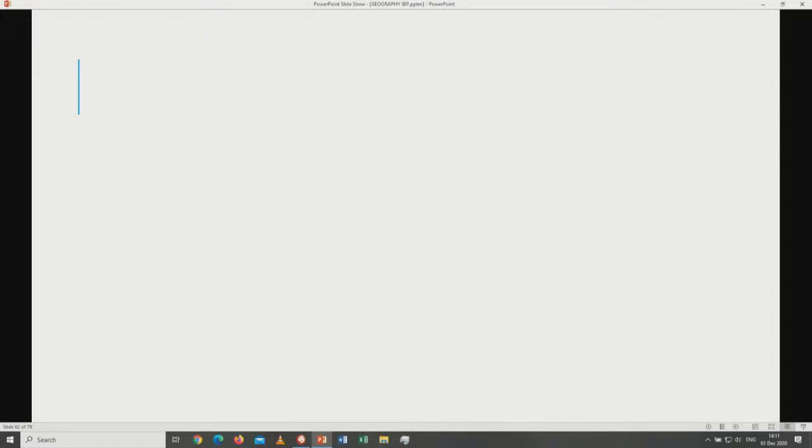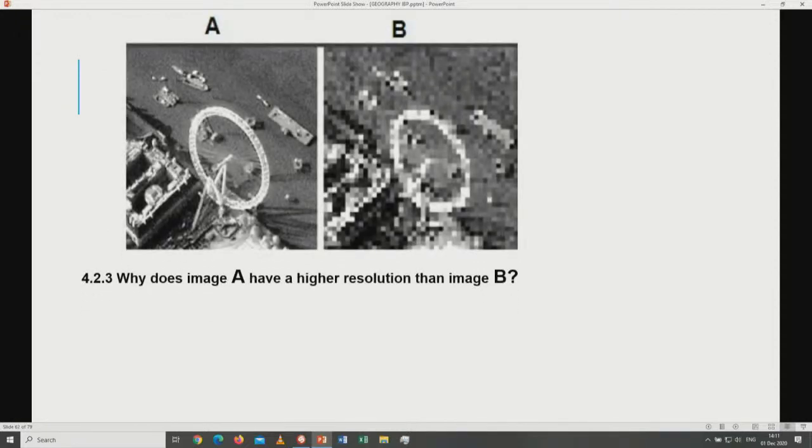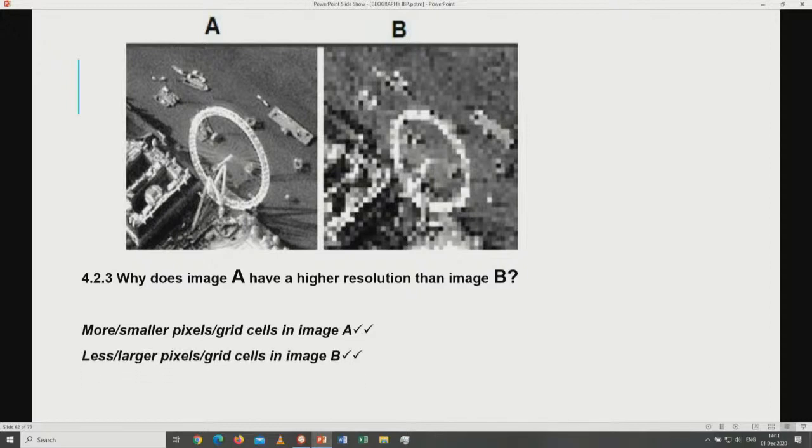And then, now look at this question. Why does image A have a higher resolution than B? Obviously, the reason for the higher resolution of this image should speak about what? About the number of pixels. Image A has more, smaller pixels. I mean, there are many pixels in that image, higher megapixel. But image B has fewer pixels, meaning it's a low megapixel picture.